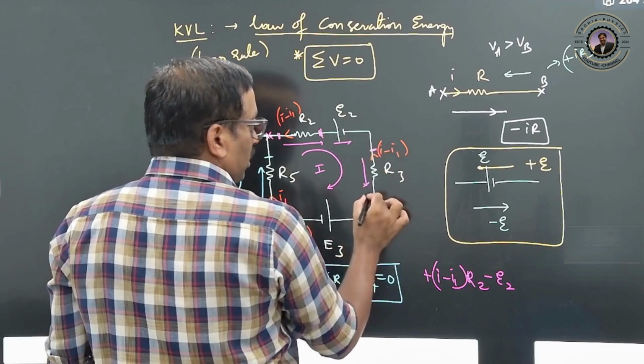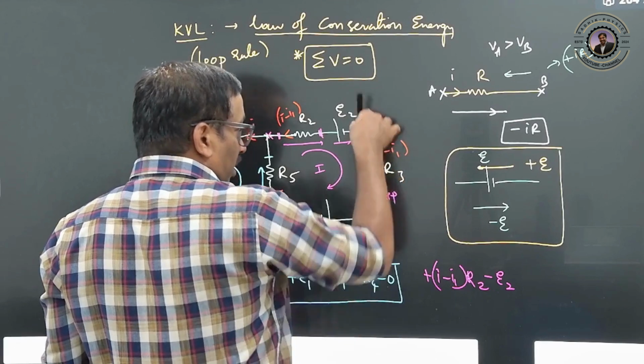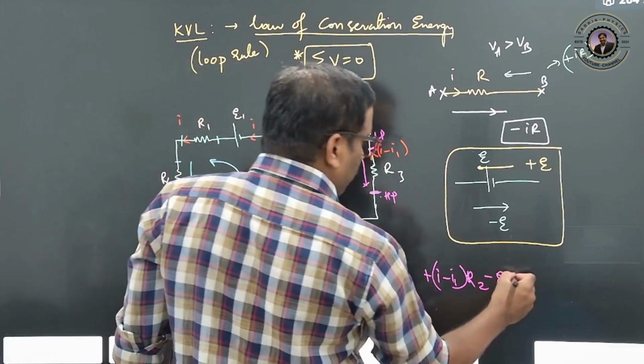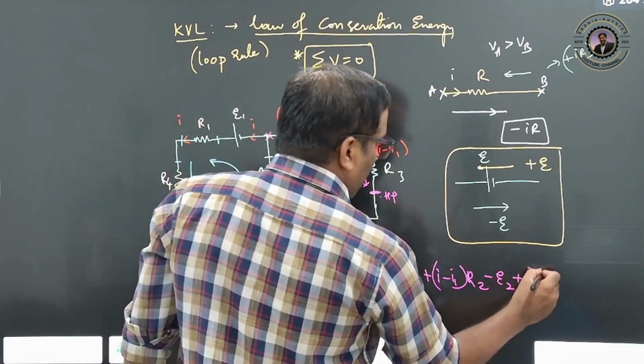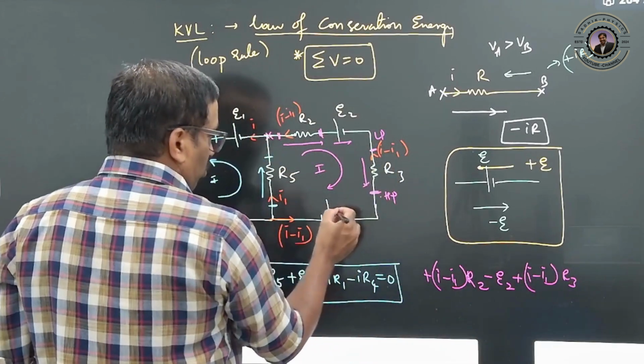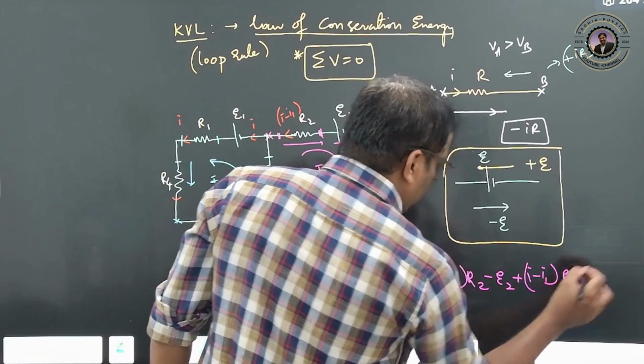Again I am going from here to here, and the current is going like this. So this is your higher potential, and this side will be the lower potential. But I am traveling from lower potential to higher potential. Gain means plus I minus I1 into R3. Now I am going from here to here, higher to lower, therefore minus E3.